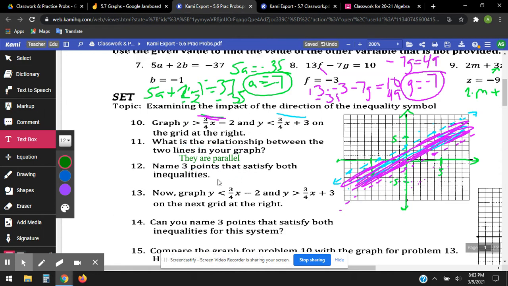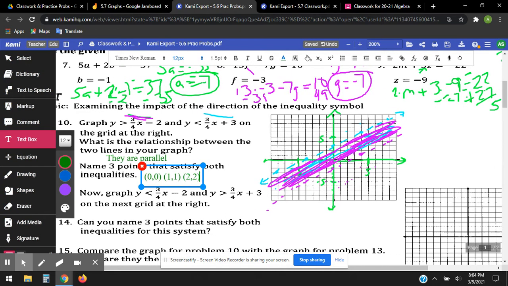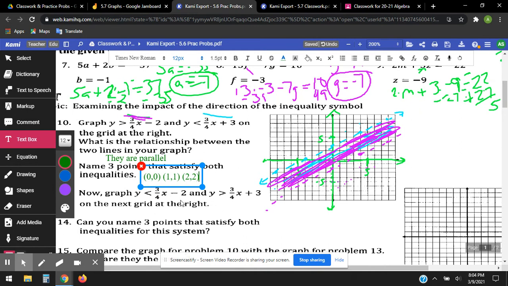So name 3 points that satisfy both inequalities. So, well, 0, 0 is in there. And I keep going in there. 1, 1, 2, 2, right? Okay. I could even go into the negatives. -1, -1, any of those. So just 3 points.